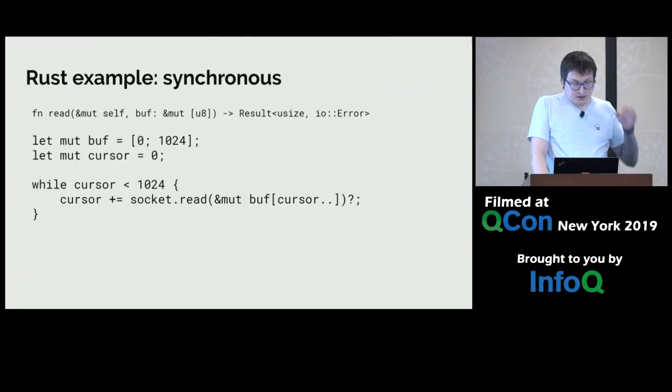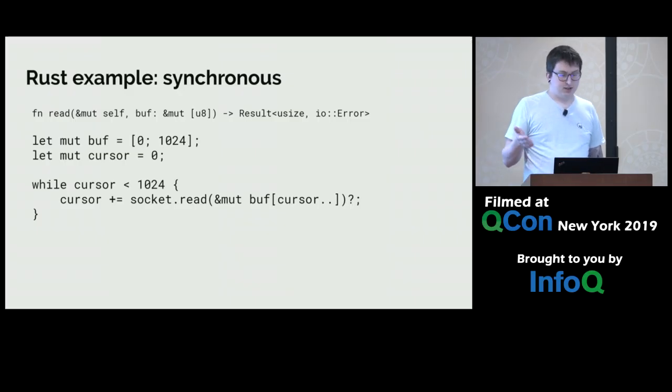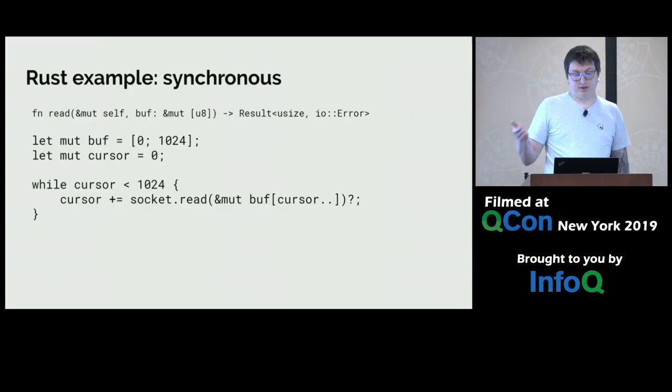And so here's an example of a synchronous API that does read. So this is a function that takes in itself and a buffer and returns how many bytes were read or an error. And so it would look like this. You have the buffer, you have a cursor, you read in 124-byte chunks, and you put stuff in the cursor. And this is a very straightforward synchronous API. So how do we turn this into futures?